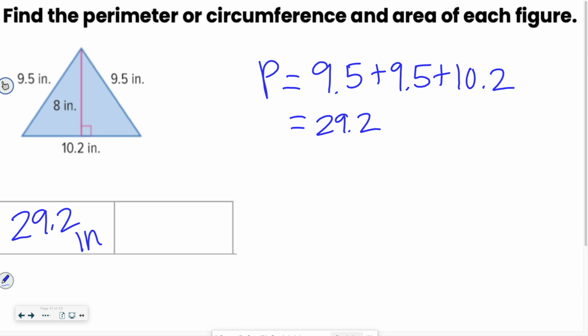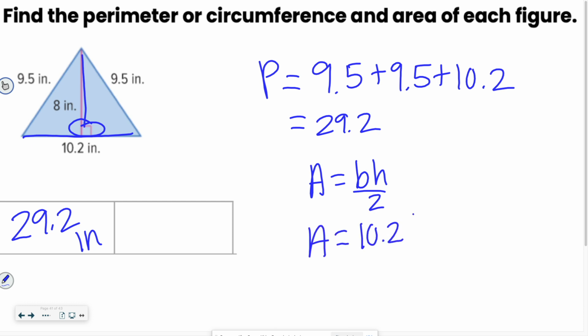Okay, now look at your formula chart. What's the formula for the area of a triangle? Base times height divided by 2. That works. So what would your base and height be here? The base is 10.2 and the height is 8. There you go. So we just plug it in: 10.2 times 8 divided by 2. Again, that's just calculator work. Crunch it out.